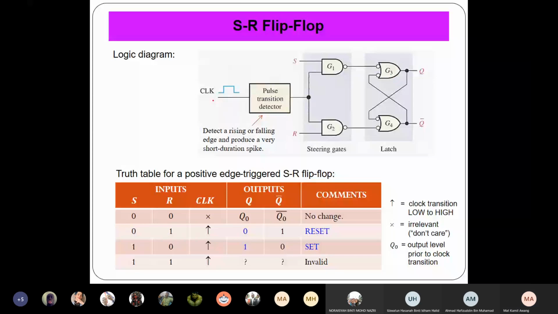So this is the clock where you have the pulse. You have the input pulse here, right? This pulse transition detector detects a rising or falling edge and produces a very short duration spike. This spike will activate these steering gates. So this is the truth table. The inputs are S, R, and the clock. So you have 3 inputs, and you have the outputs Q and Q bar. Okay.